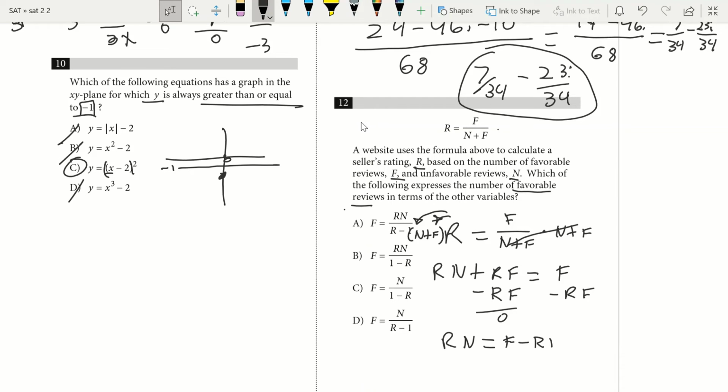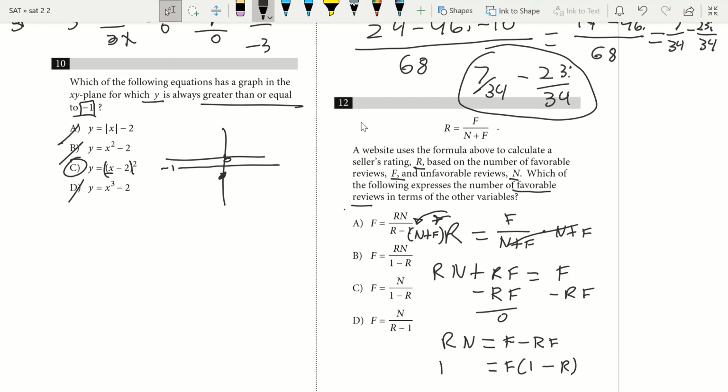minus Rf. Okay, now what we have to do here is we have to find this right here. So we have F minus Rf, right? Well, what is F minus Rf simplified? Well, it can be rewritten as F times 1, which is just F, and then minus R, okay?